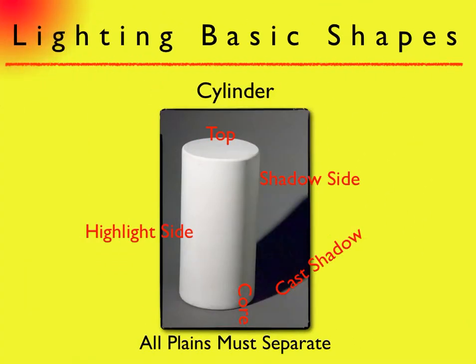The cylinder is similar. You have a top, the highlight side, which is the brightest, the shadow, which is the darkest, the core is the transition from light to dark, and the top.